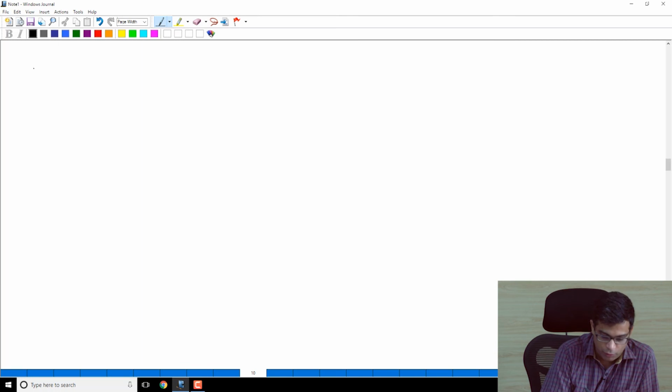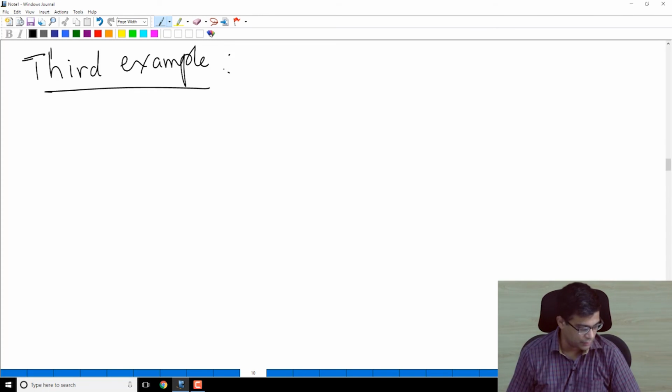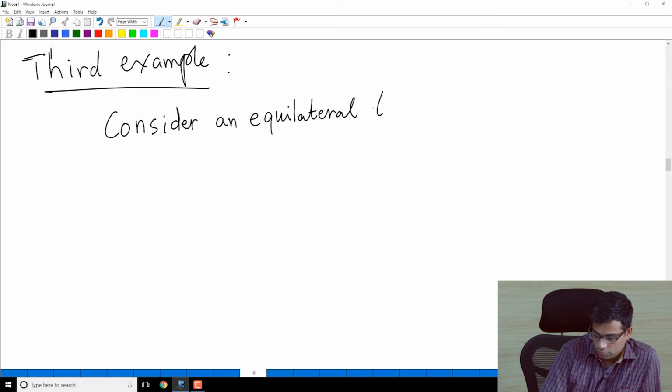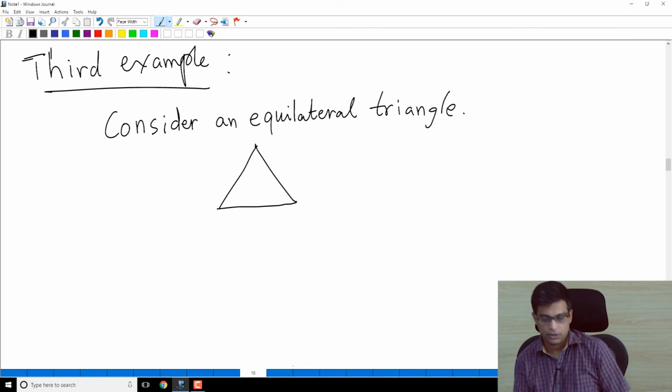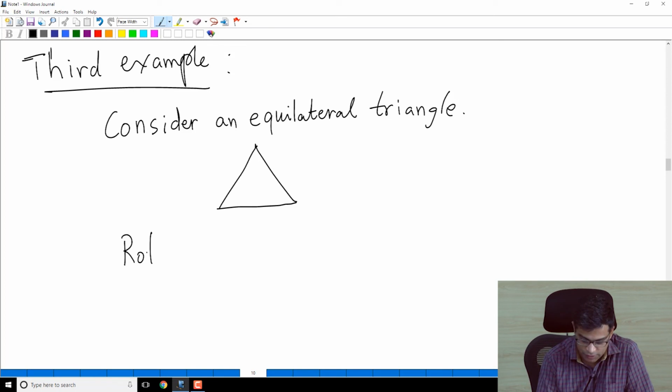So, one more quick example I want to do, third example, before we formally define groups. Third example, which is also one of the motivating examples for groups, is the following. Consider an equilateral triangle. What is an equilateral triangle? This is a triangle with all three sides congruent. So roughly it looks like this. I want to consider rotational symmetries of this.